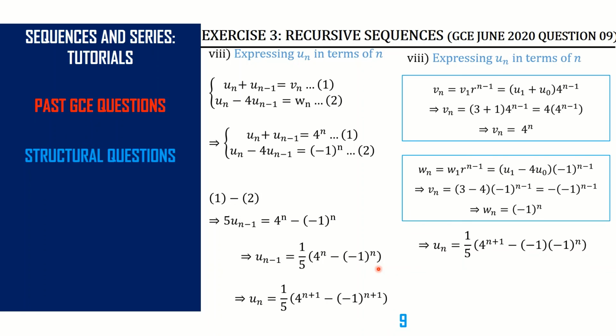So we can conclude that our u of n is equal to 1/5 into 4 to the n plus 1 minus negative 1 times negative 1 raised to the power n, because negative 1 raised to the power n plus 1 is negative 1 times negative 1 raised to the power n. So at the end, the two negatives give us positive. So we have our u of n to be equal to 1/5 into 4 to the n plus negative 1 raised to the power n.